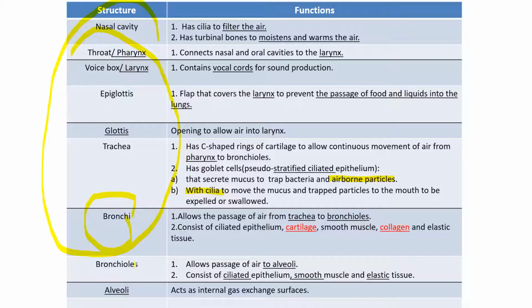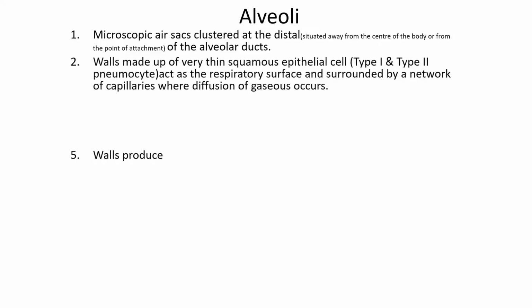Now, bronchioles, in contrast with the bronchi, consist of ciliated epithelium, smooth muscle, and elastic tissue. And finally we have the alveoli, which act as internal gas exchange surfaces. Alveoli are microscopic sacs clustered at the distal end of the alveolar duct. The walls of the alveoli are made up of very thin squamous epithelial cells, which you have learned in term 1, semester 1 before.